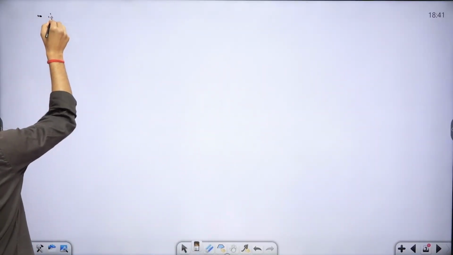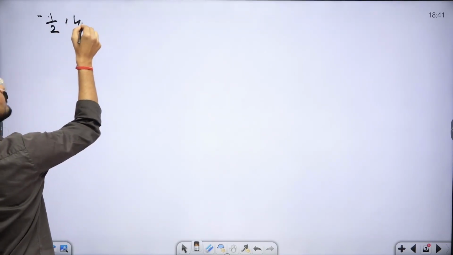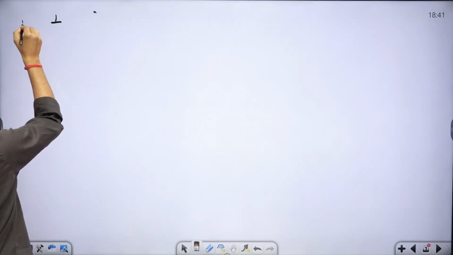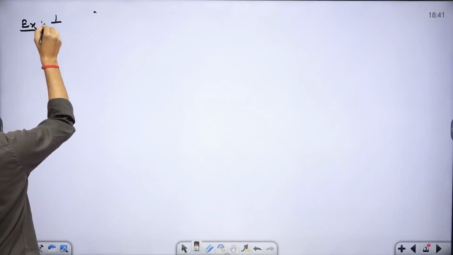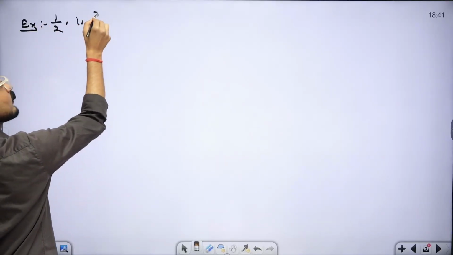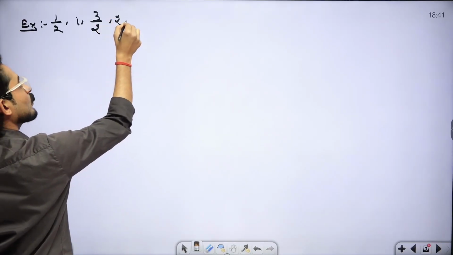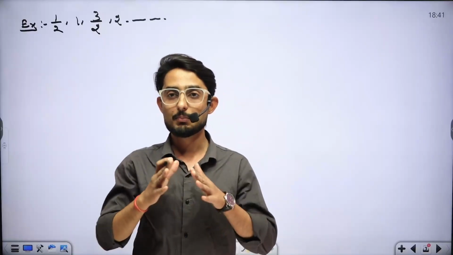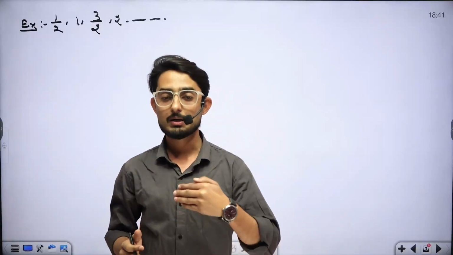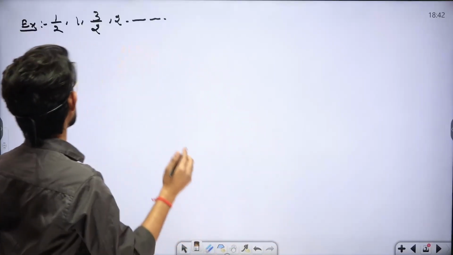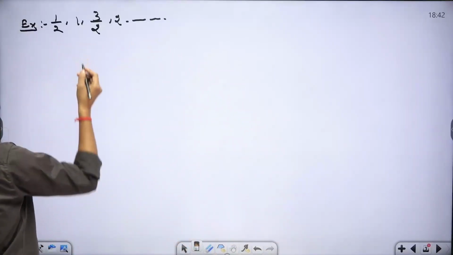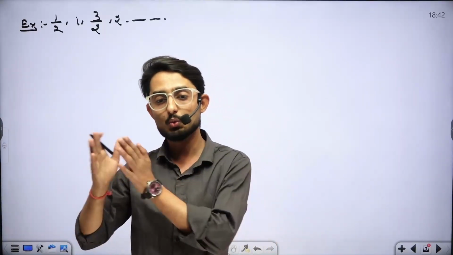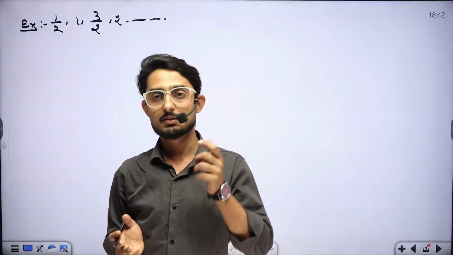Now you are given 1 by 2, 1, 3 by 2, 2. Here is an example. Now, in this given example, you have to check whether this is an AP or not, and if this is an AP, then you have to find 4 more terms after this 2. So firstly, you will check whether this is an AP or not. For checking this, you will try to find the common difference. If the common difference between two consecutive terms is equal, then you can say that this is an AP.